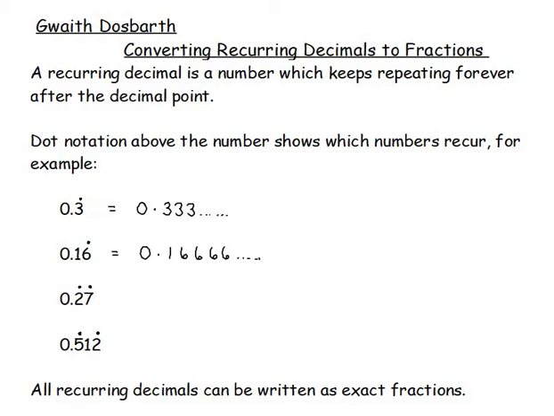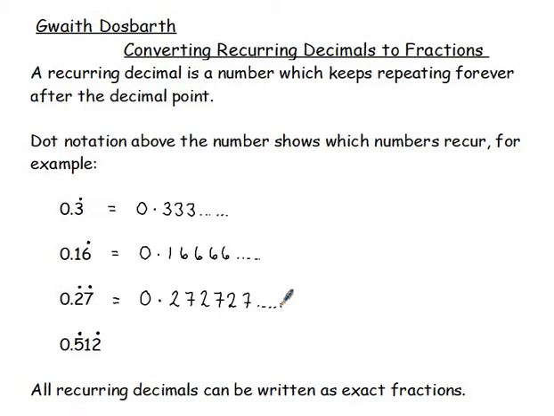This 0.27, now you can see you've got two dots, one on top of the 2 and one on top of the 7. So it means those two numbers repeat in a pattern. So this decimal is going to look like 0.272727, etc.